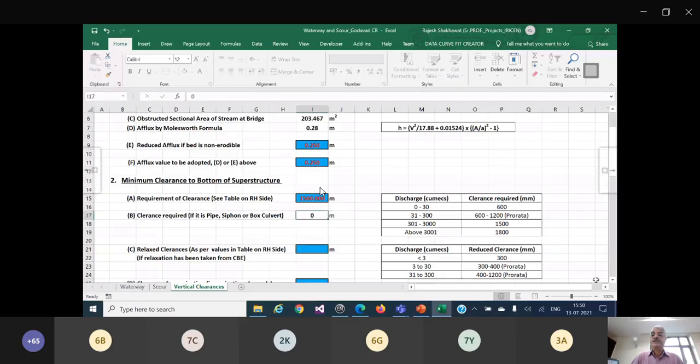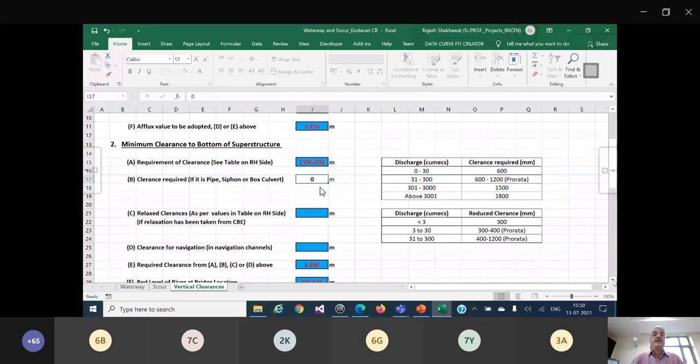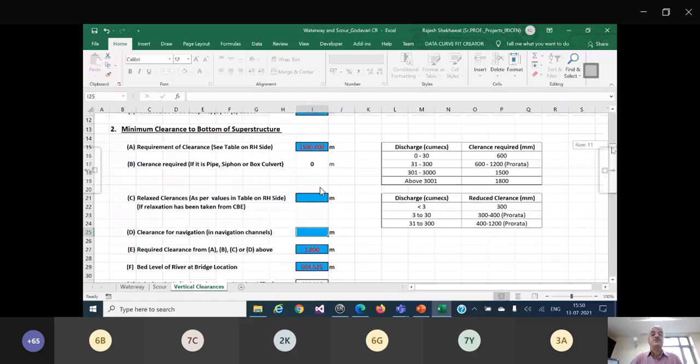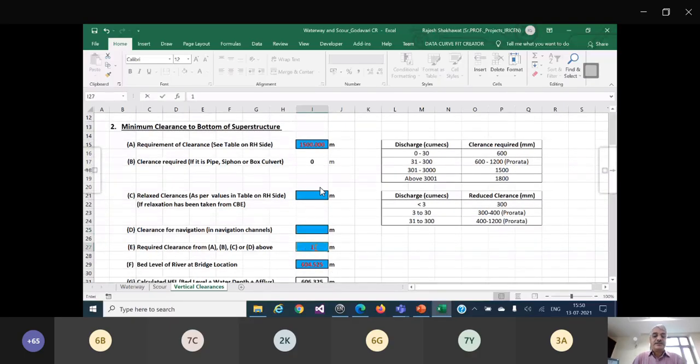If it is a pipe or siphon, you will need 0. Then do you need any relaxations, or have you taken any relaxation? No, in this case. From the navigational point of view also, sometimes your clearance may be decided. That is also not there. So from all considerations, sorry, this is in meter. I have written mm, this is 1.5 meter. So from all these considerations, your clearance required comes to 1.5 meter.